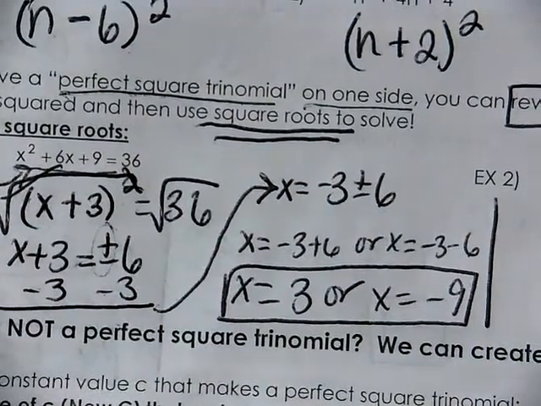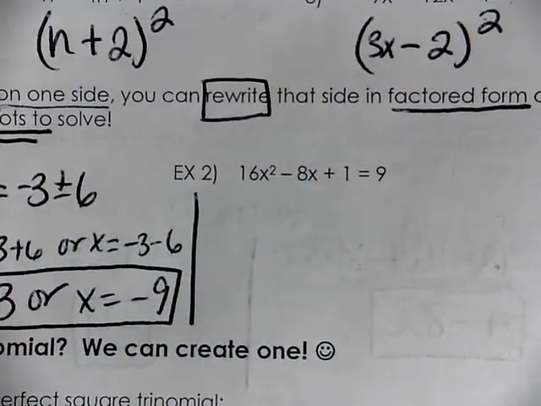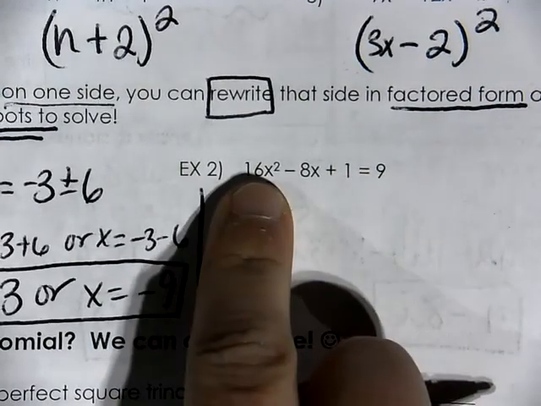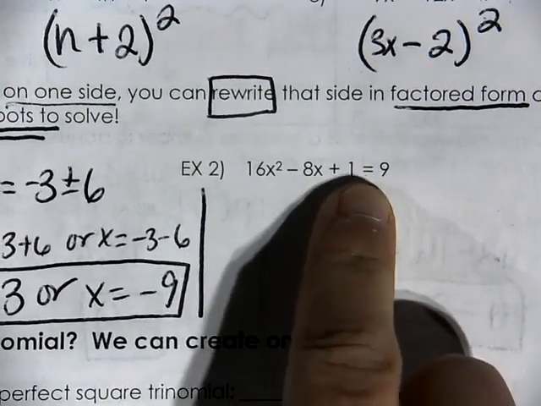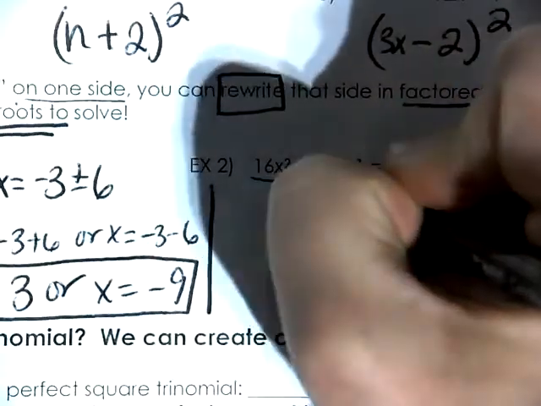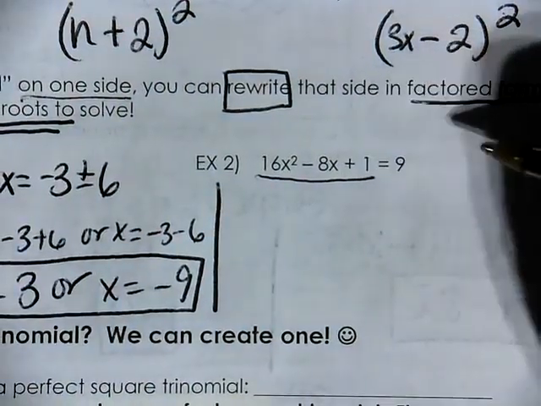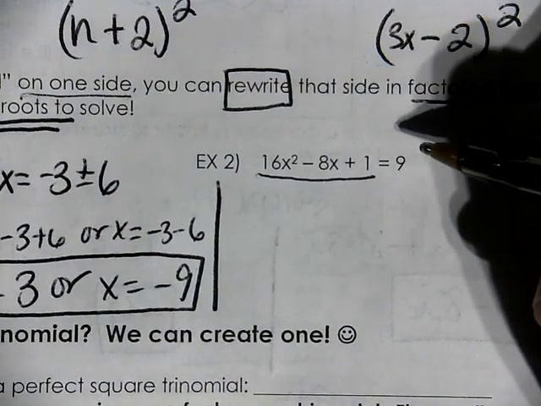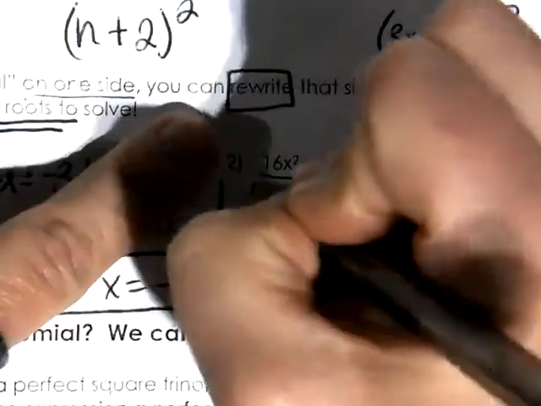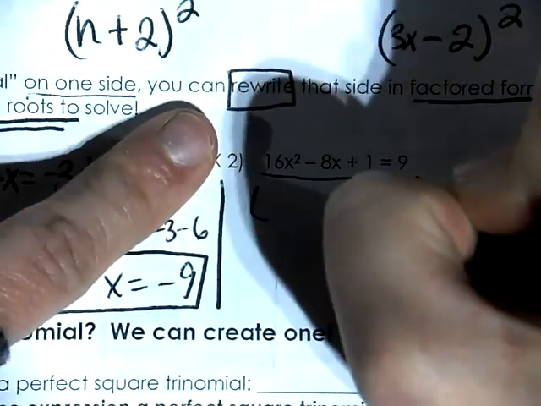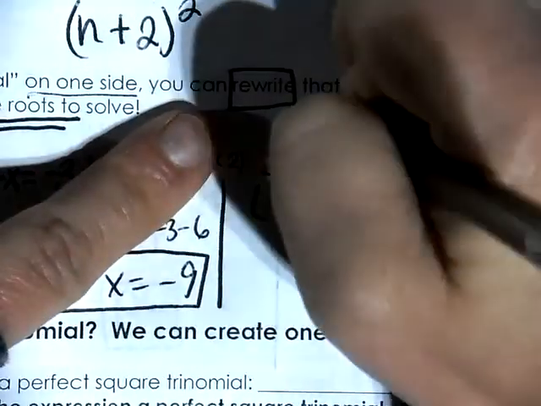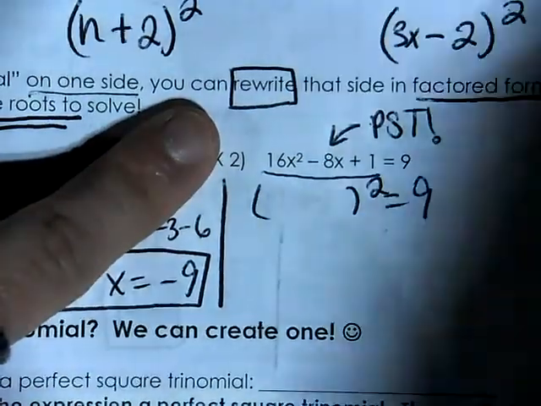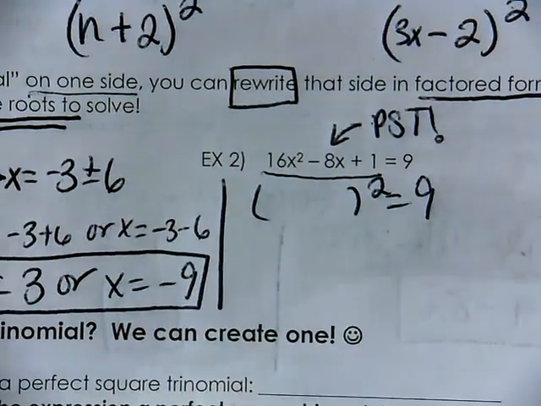Let's look at number 2. For problem number 2, we have a perfect square trinomial on one side: 16x squared minus 8x plus 1. Because this side is a perfect square trinomial, instead of making this equation equal to 0 like we normally would, strategically it makes more sense to break this down into a parenthesis squared equals 9. This is only a strategy if one side of the equation is a perfect square trinomial. This is the only reason why you wouldn't make it equal to 0.